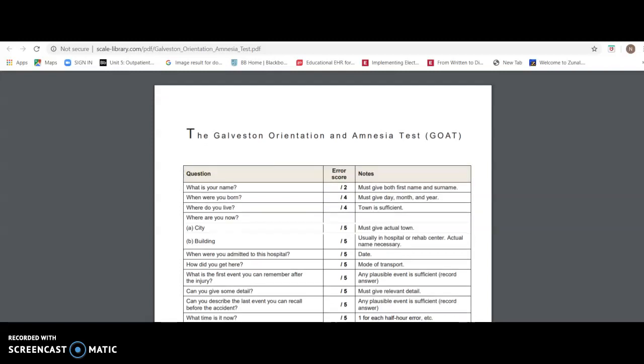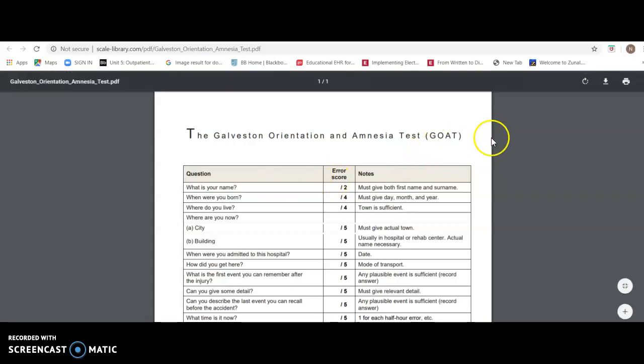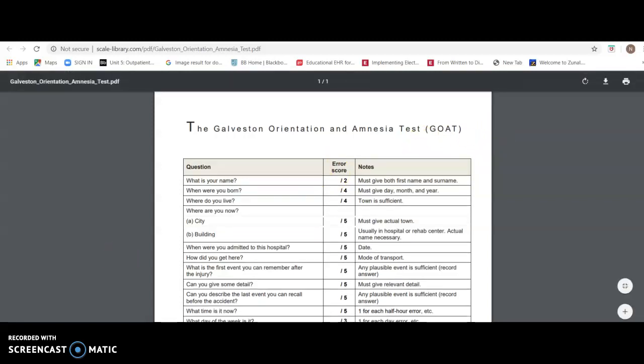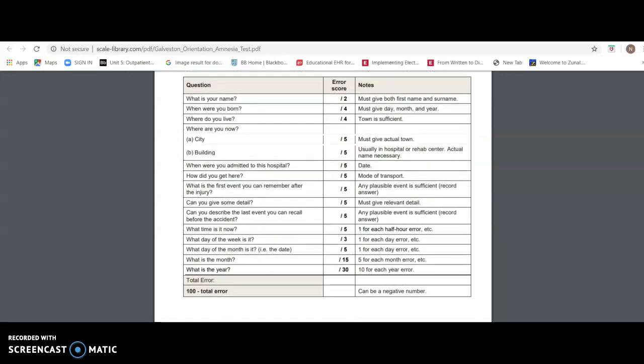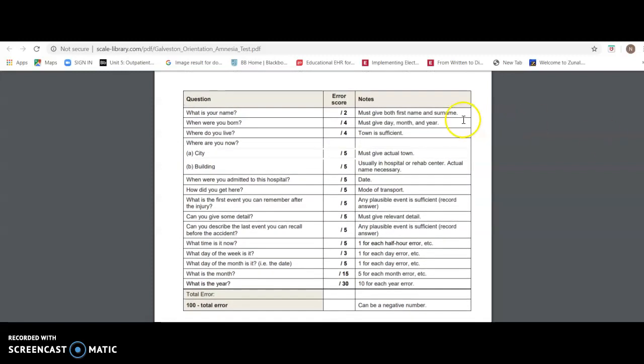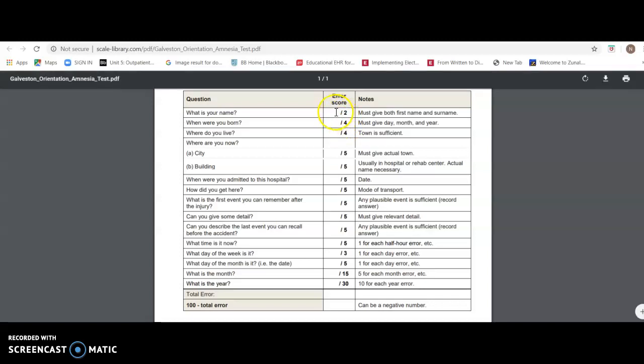Today we'll be looking at the Galveston Orientation and Amnesia Test. This test is looking at the patient's ability in the subacute phase. There are several questions in this test. Each question must be scored, noting the number of errors.